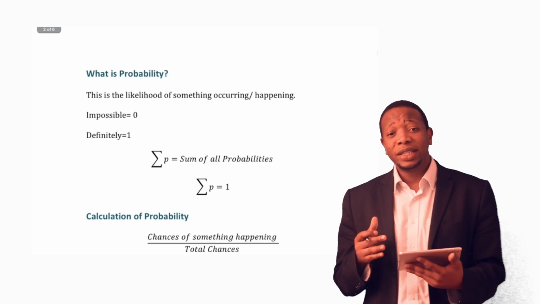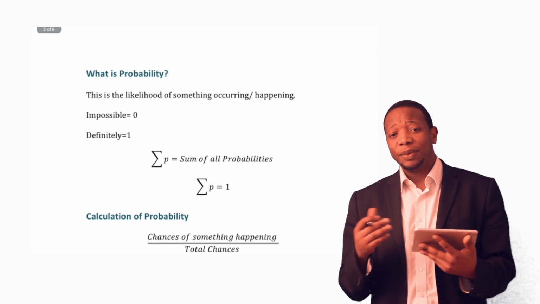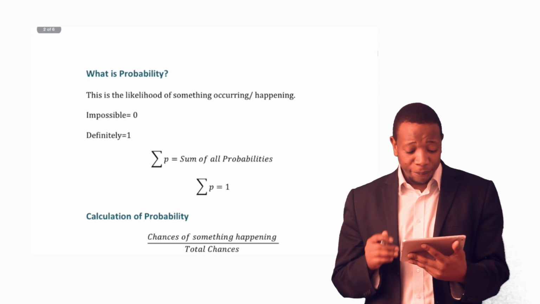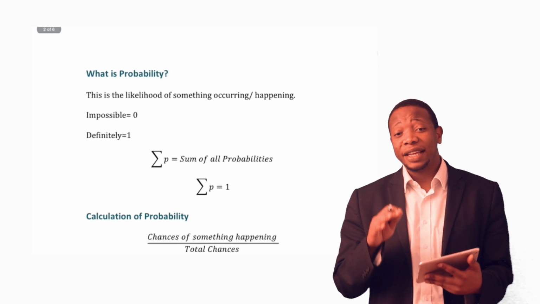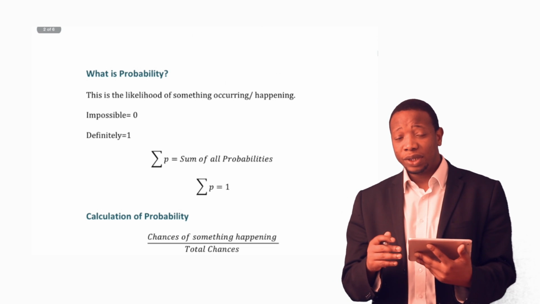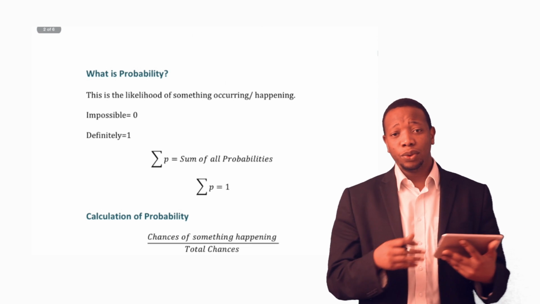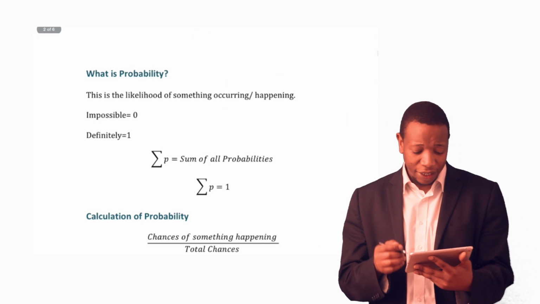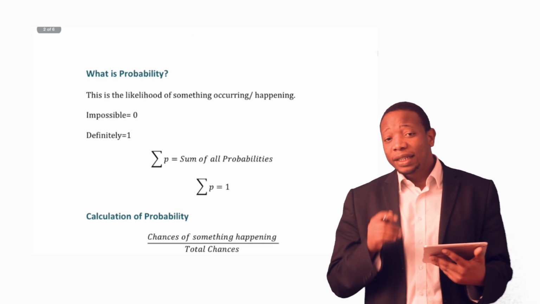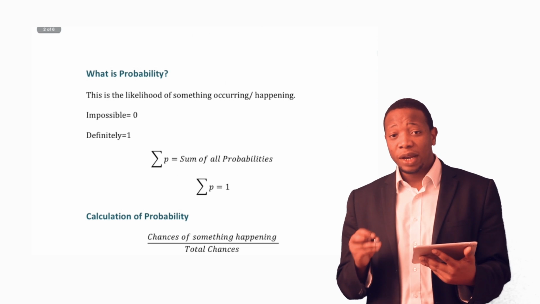Right, so what is probability? When we think of probability, what do we mean? According to the definition I have here, probability is the likelihood of something happening. So we're looking at the chance of something occurring, but not on its own. We're looking at the total number of chances that we have of something happening, and then what chance we have. So we want to look at two extremes here.